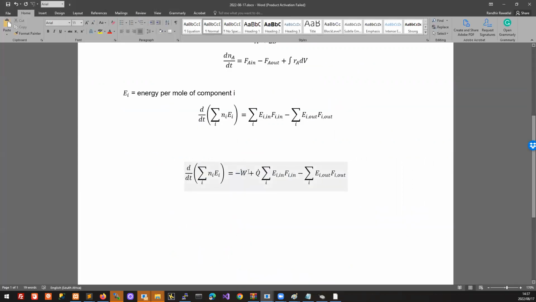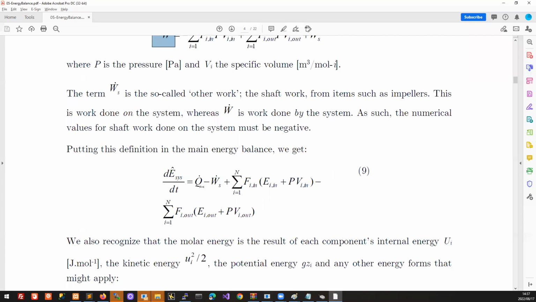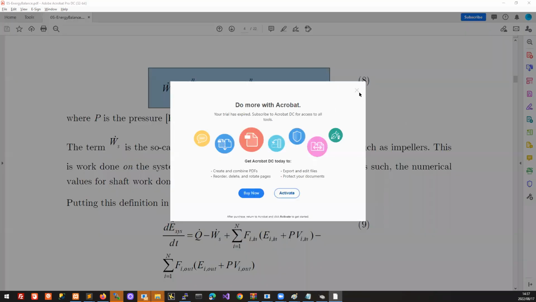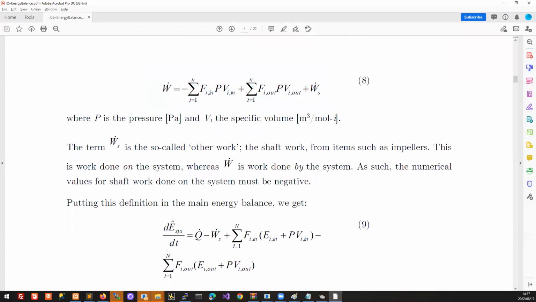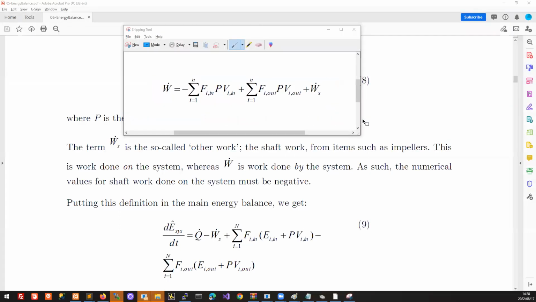So we've said W dot is the, so we've, okay, I'm just going to copy this. So W dot we've said is equal to this stuff. So there's a momentum part, and there's a shaft work part. Just bear with me. So now we've got the momentum and the shaft work in it as well.